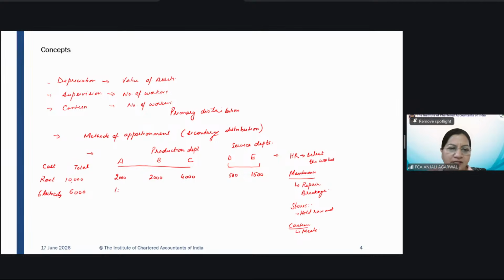It is allocated as 1,000, 2,000. So far what we have done is a primary distribution. This is the case of primary distribution.